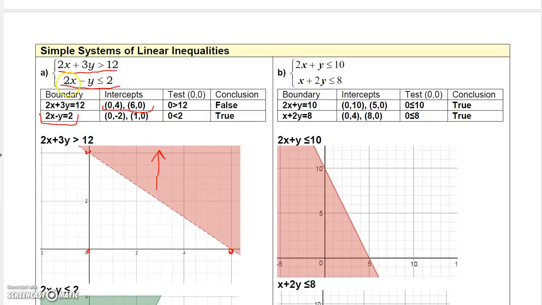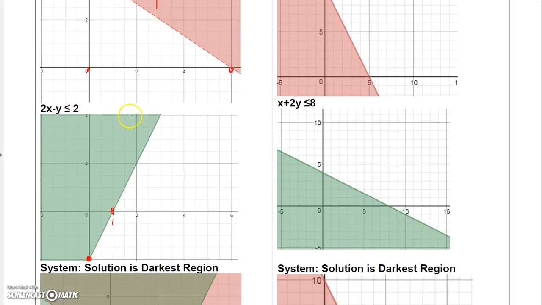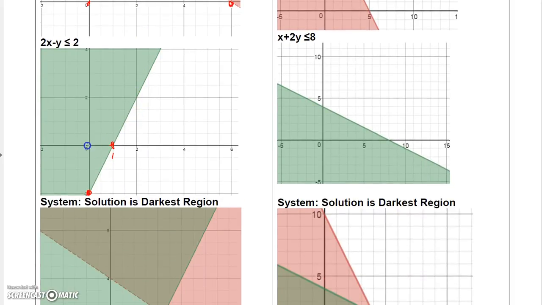And then I can test the point (0, 0), and notice when I test (0, 0), I get the statement 0 is less than or equal to 2. It's still a true statement. So notice that (0, 0) is above the line, and I got a true statement, so I shade all the points that are above the line. So that would be all these points I've got shaded here.